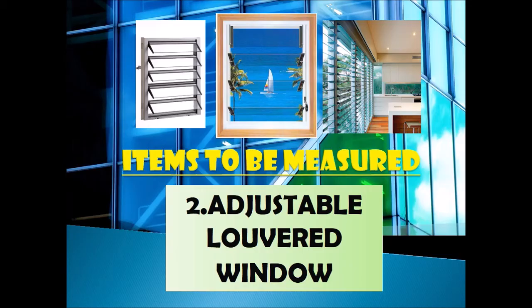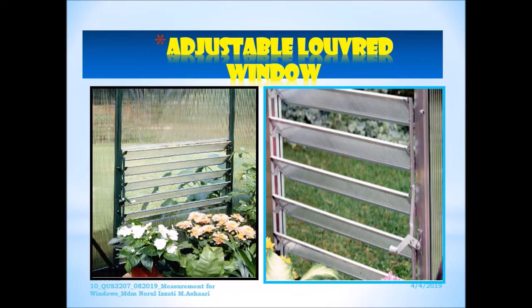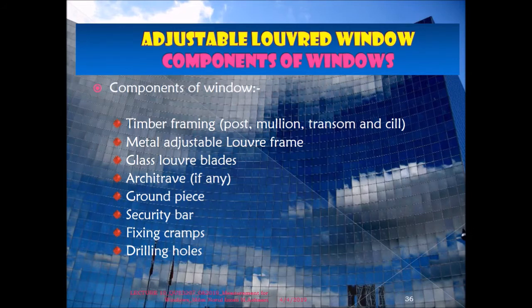Okay, let's go to the second type of window, the adjustable louvered window. What is the difference between this adjustable louvered window and the casement window with the frame? Number one, you can see that the whole frame is different. The main frame outside may be similar, but the frame inside is different because we have an adjustable handle. And the type of glass pane is different. This one is using glass blades, but the glass used in the casement is one big glass pane. That is different.